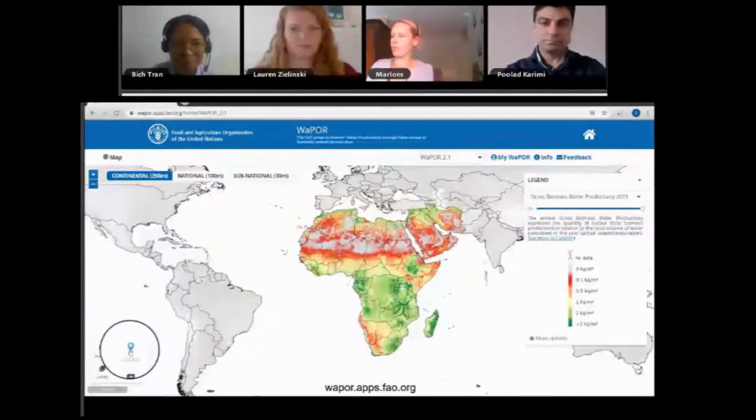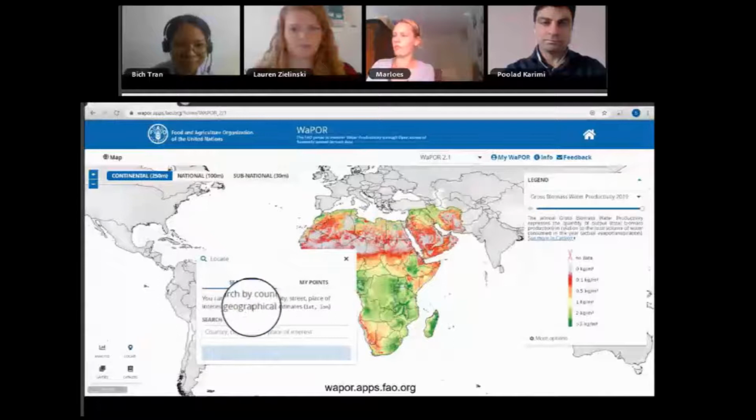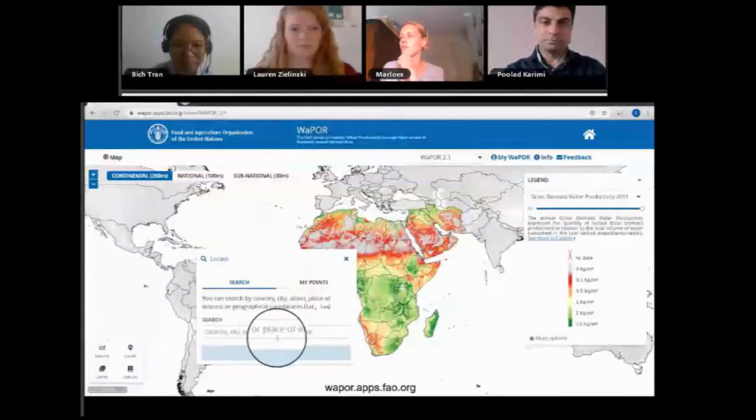The second option is locate. With locate, you can search for your own specific area. You can search for country, city, street, or place of interest.